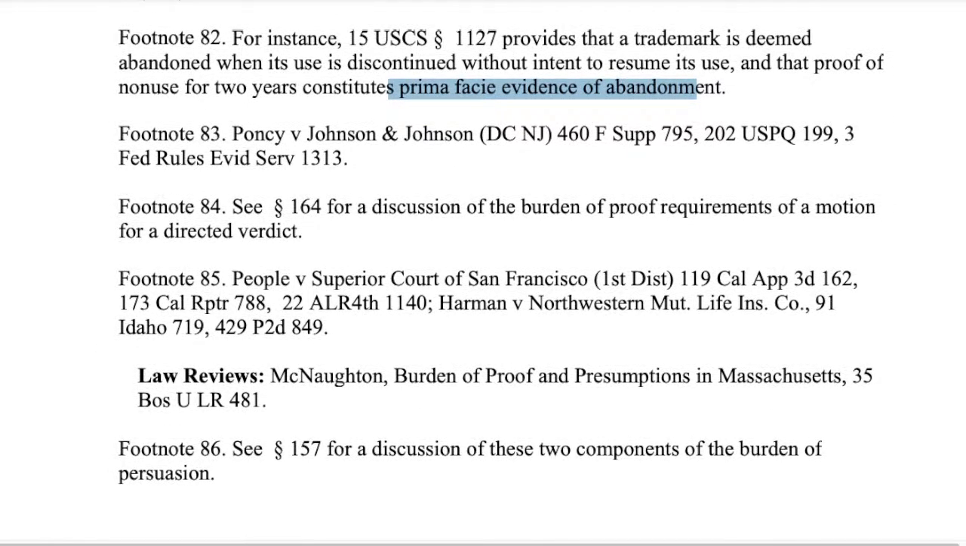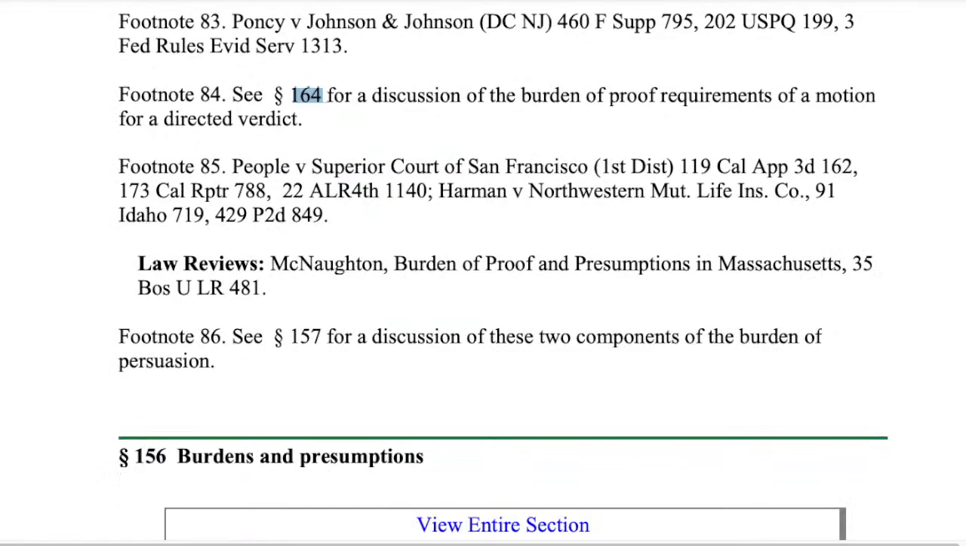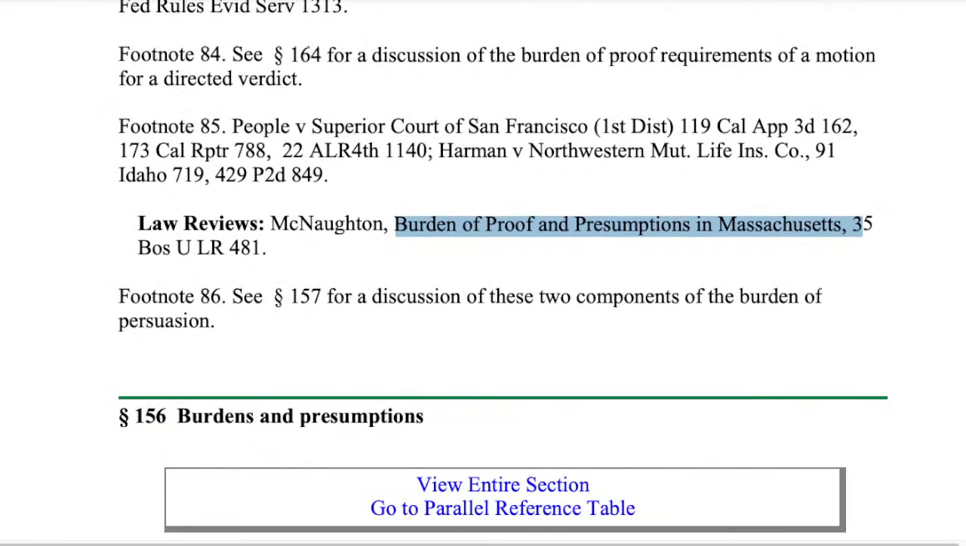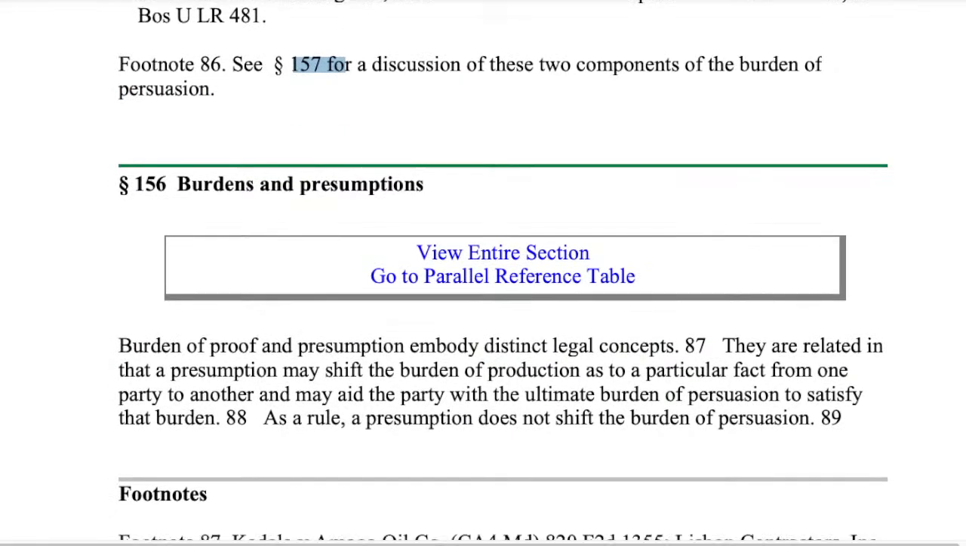Interesting. For a discussion of the burden of proof requirements of a motion for a directed verdict, see section 164. We should be over that one. That should be interesting. Burden of proof and presumptions in Massachusetts. And for discussion of these two components, we'll see section 157, which we'll be at shortly.